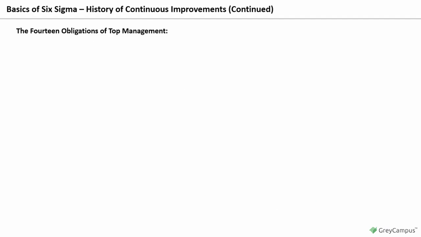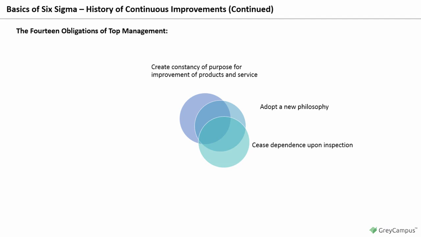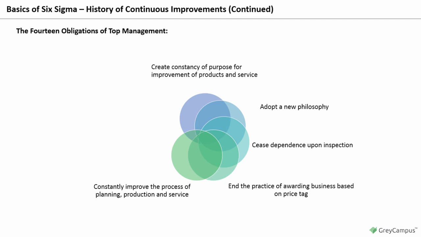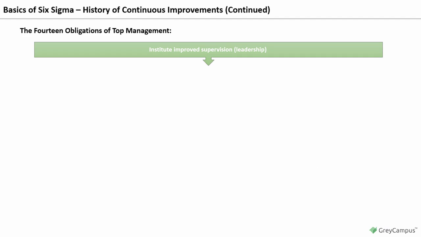The 14 obligations of top management. Create constancy of purpose for improvement of products and services. Adopt a new philosophy. We are in a new economic age. Cease dependence upon inspection as a way to achieve quality. End the practice of awarding business based on price tag. Constantly improve the process of planning, production, and service. This system includes people. Institute training on the job. Institute improved supervision and leadership.